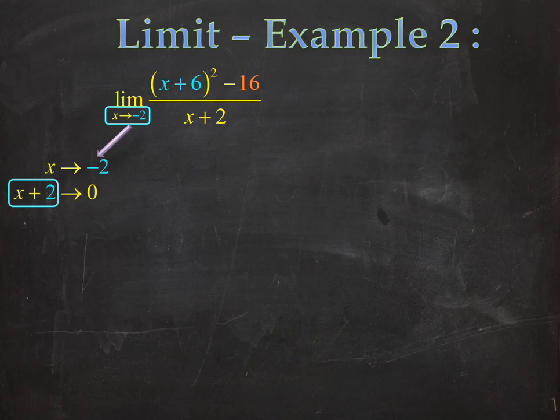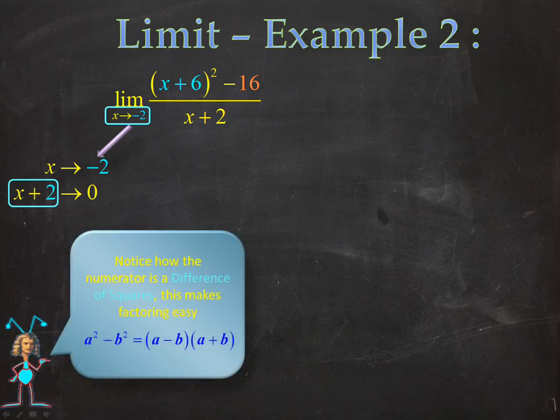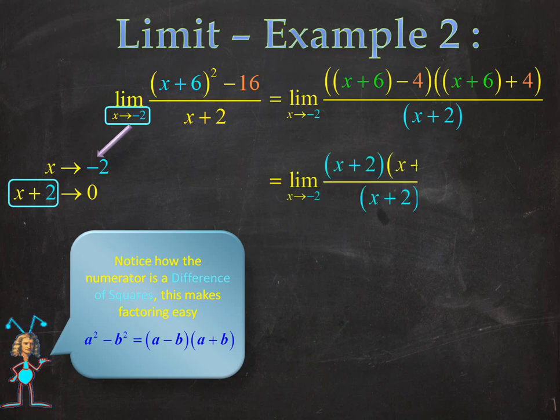Now we're going to use algebra, but look at the difference of squares. The numerator is in fact easily solved by recognizing that the difference of squares says a squared minus b squared is equal to a minus b times a plus b, and in our example a is equal to x plus 6 while b is equal to 4. We'll utilize our difference of squares technique, simplify, and there we obtain our x plus 2 in the numerator, our x plus 2 in the denominator, which we hoped would occur.